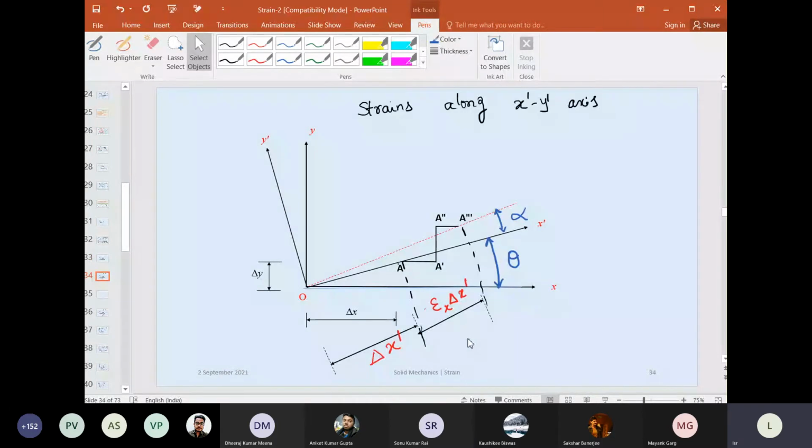Now, let us say A triple dash, we will join with the origin. There will be a small angle alpha. We'll assume this alpha to be small because our deformations are infinitely small. In the sense, they are very small. Now, we will talk about alpha also. Alpha is small. That means if you have got a tan alpha, I can approximate by alpha itself because alpha is very small.